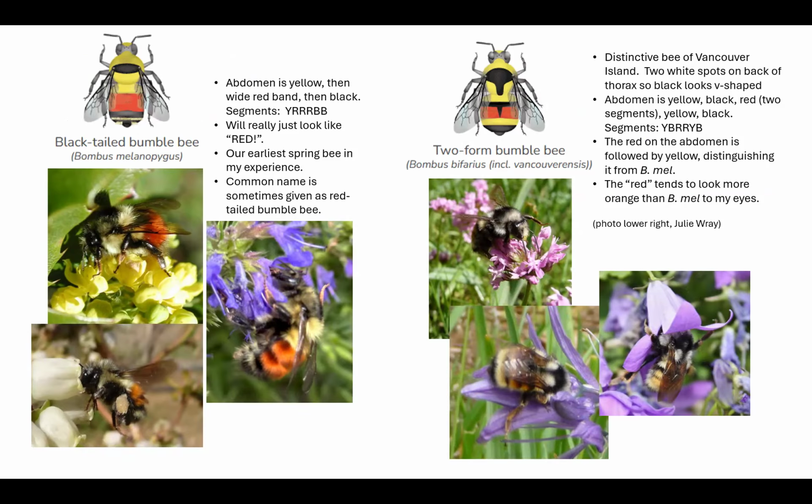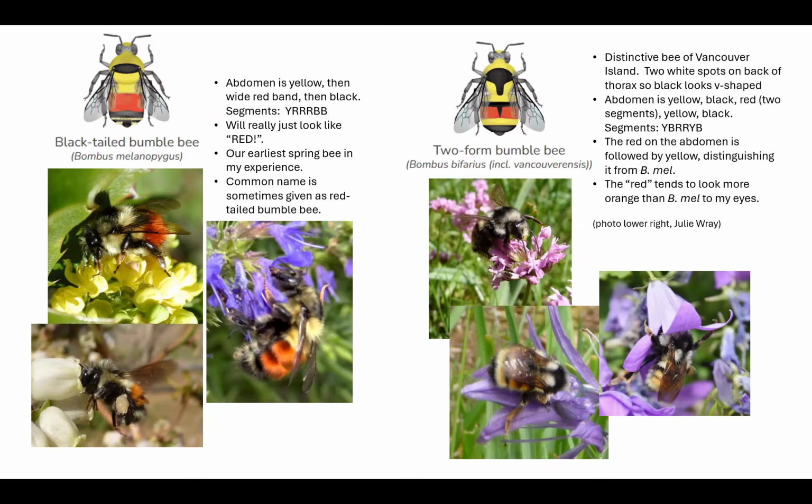The technical common name for Bombus melanopygus is the black-tailed bumblebee because the absolute end tip of the abdomen is black. I'll concede that. But the other common name is the one I like better. It's the red-tailed bumblebee, and that's because, boy, is it red. It's our earliest spring bee. They're out sometimes even in February, and they will just read to your eyes as a very red abdomen.